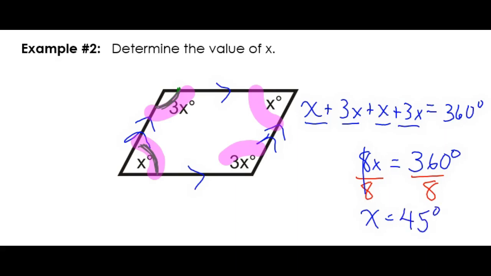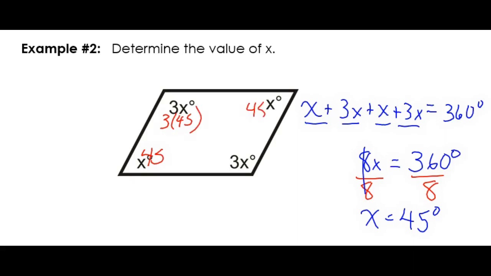Right? You can always go back and check your answer though, right? So if I were to go back into this problem and plug in 45 degrees for the value of x, does that actually make sense? Well, let's see, right? So 45 and then 3 times 45. 45 degrees and then 3 times 45. And if I add all of those values up, really, what do I have? Well, I have 3 and 3, so 6 45s, 7, 8 45s. 8 times 45 does give me 360 degrees. That lets me know that I've approached this problem in a way that makes sense.